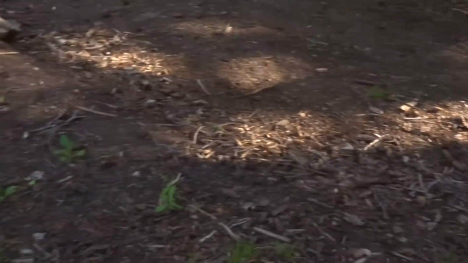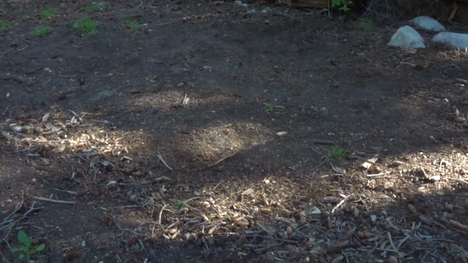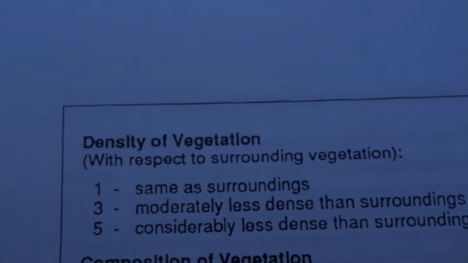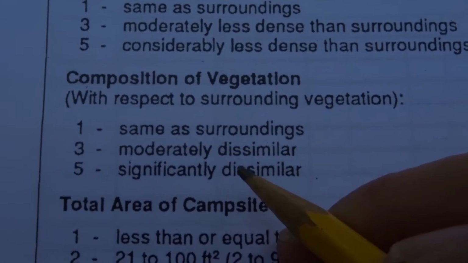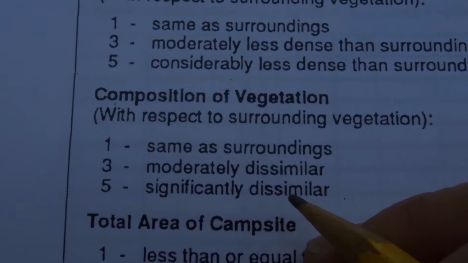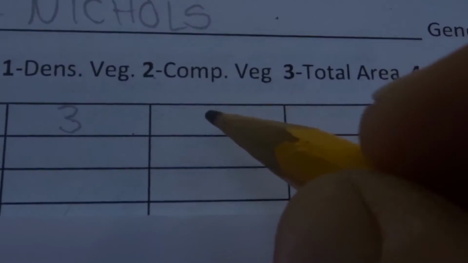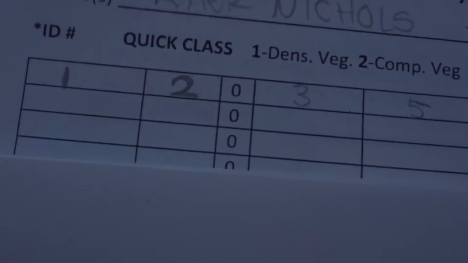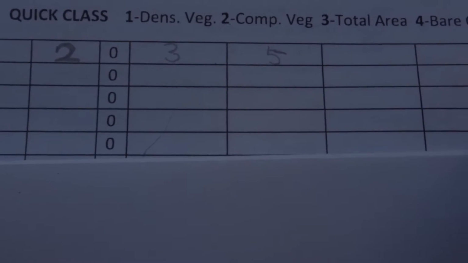But out here in the middle, we have a few grasses right there on the edges, but otherwise it's dissimilar. So I would say right here in the center, it's saying with respect to surrounding vegetation: same, moderately dissimilar, significantly dissimilar. And since we're really down to grasses, I'm going to go with 5, so that changed pretty quickly. The composition of the vegetation, which we know that grasses do a lot better than forbs with trampling.